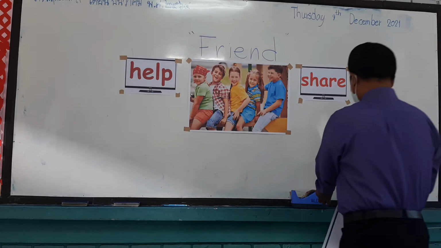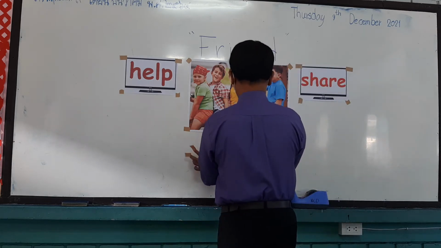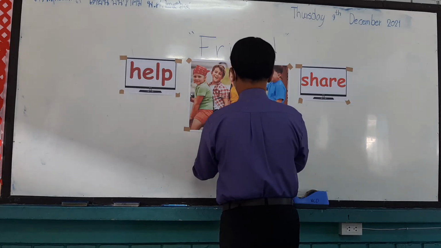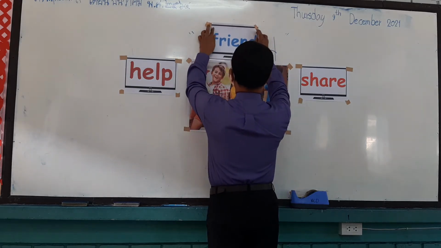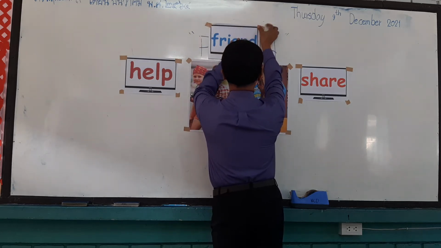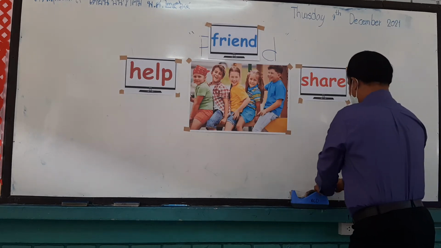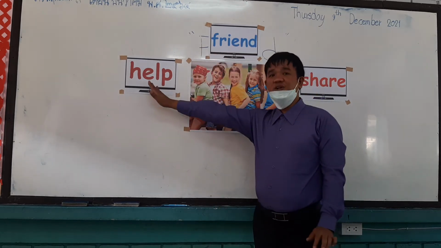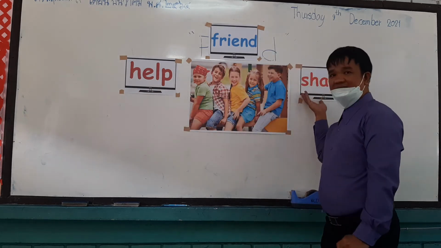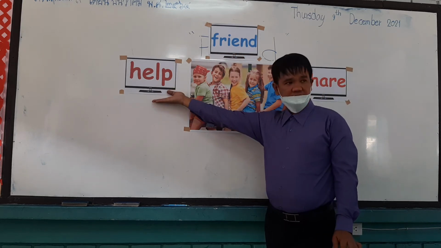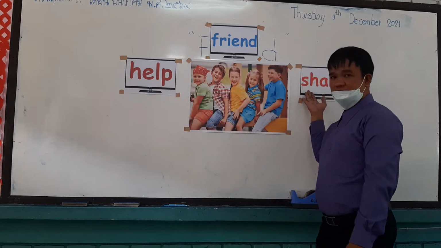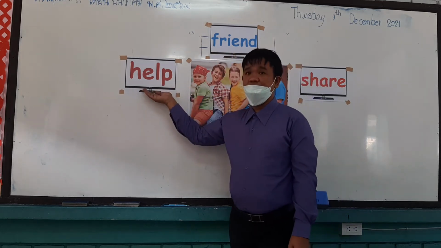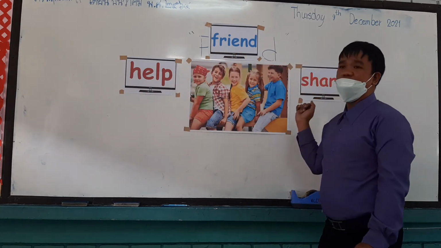And how about this one? Okay, yes. How do we read this? Friend. Again, how do we read this? Help. Share. Friend. Eyes on the board, look here, okay? Help. Friend. Share. Okay, another one.